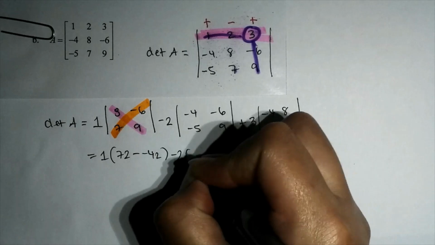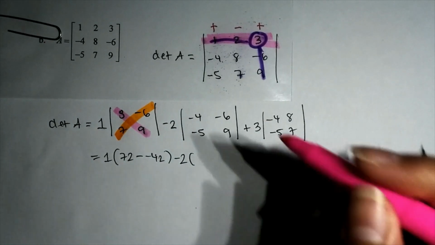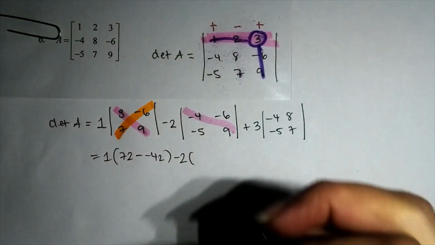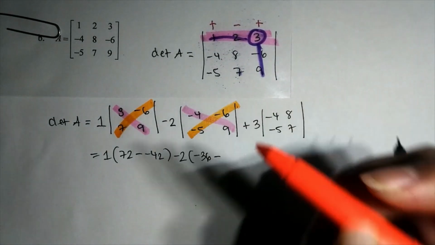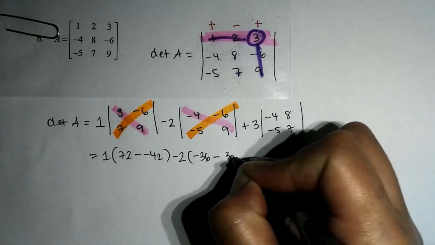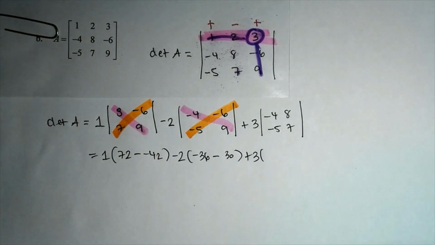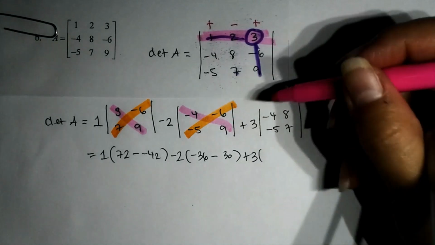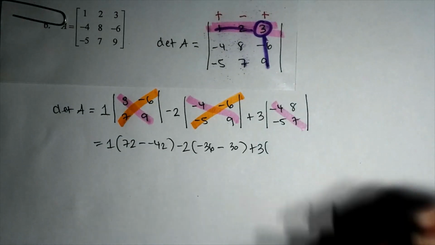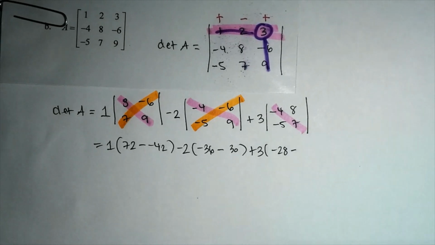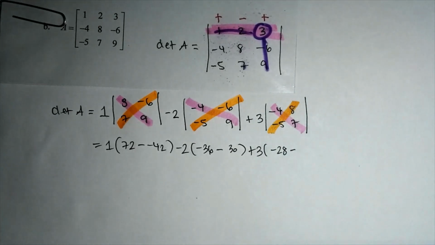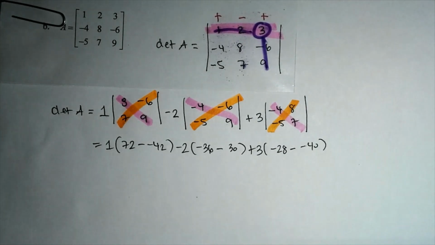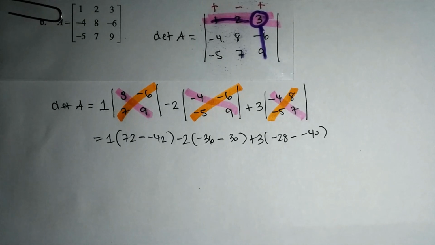Minus the determinant of this 2 by 2 matrix. The first cross product is -36, and then we subtract from it the other cross product, which is 30, I believe. Plus 3 times the determinant of this 2 by 2 matrix. The first cross product is -28, and then we subtract from it the other cross product, which is -40. Fantastic. At this point, I feel like I can breathe. We totally got this. Let's continue and take out our calculator.